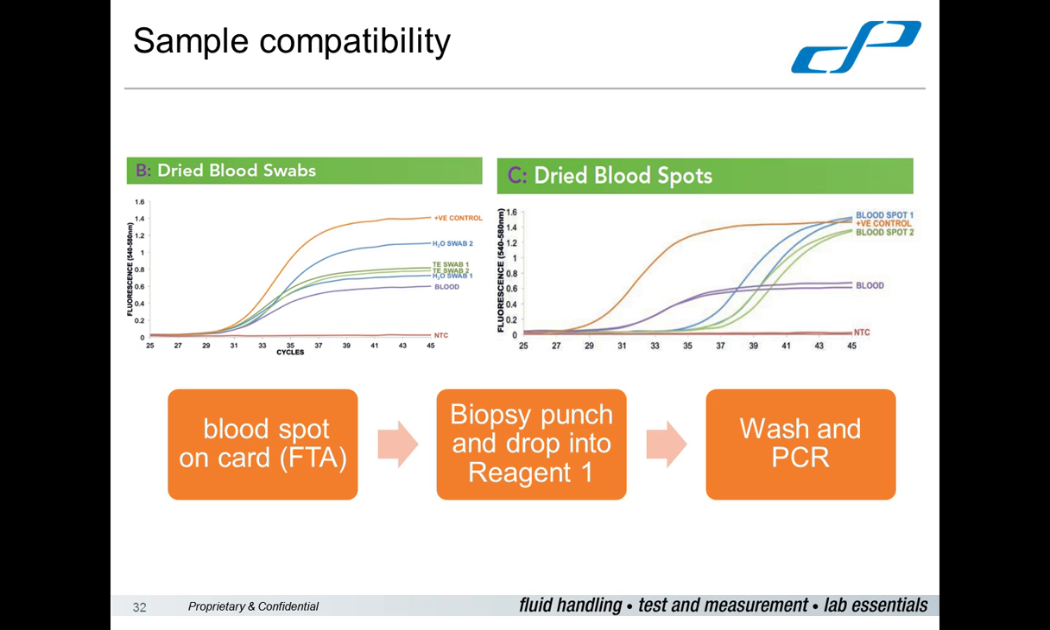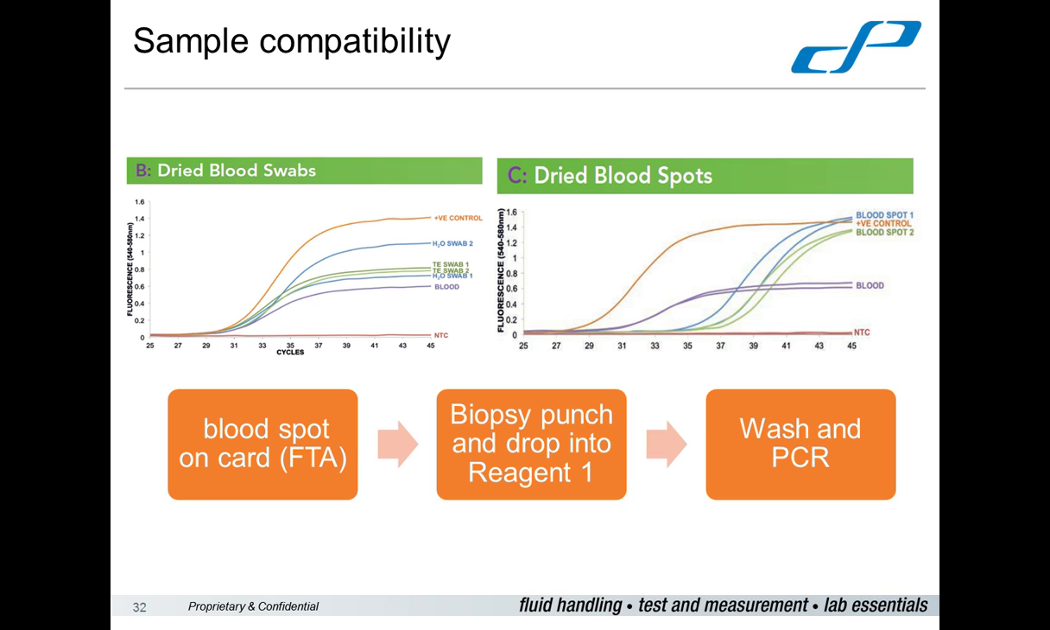is data from blood samples which were dried. So this is dried blood swabbed up from the bench. So it's simply air-dried blood dropped onto the bench and picked up by a wet swab, dropped into reagent 1.